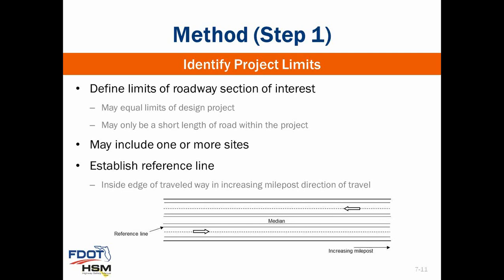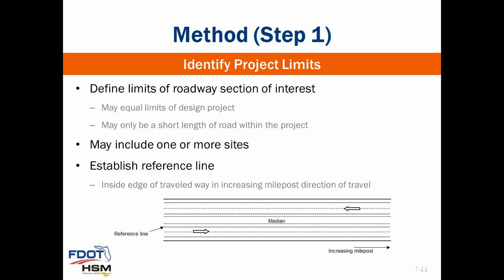The location of each site is defined using a reference line. The analyst needs to establish this line early on in the process. In addition to location, this line is also used to determine the length of various roadway design features, such as curve length. The reference line is defined to coincide with the inside edge of traveled way for the roadbed that serves traffic moving in the increasing milepost direction. This line is shown in the figure at the bottom of the slide.